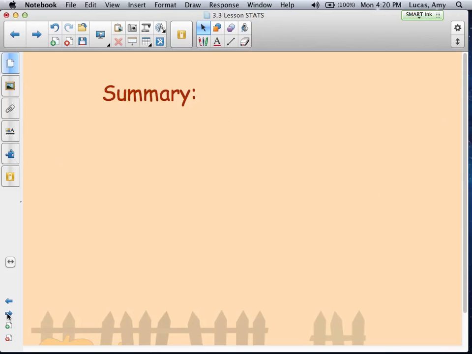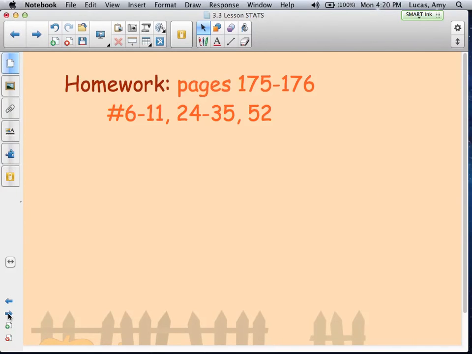It's time to write your summary. So go back to your essential question and answer it, please, with complete sentences. And here's your homework for using the slope formula.